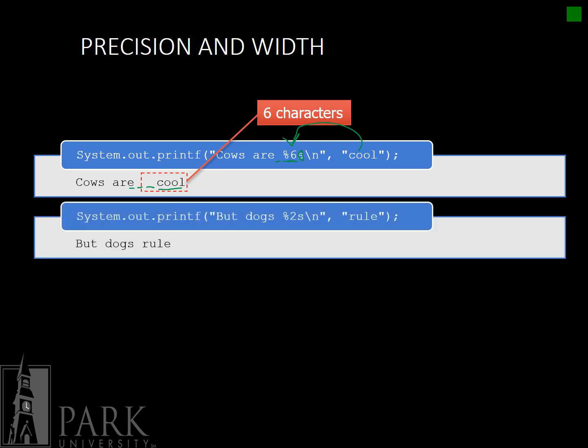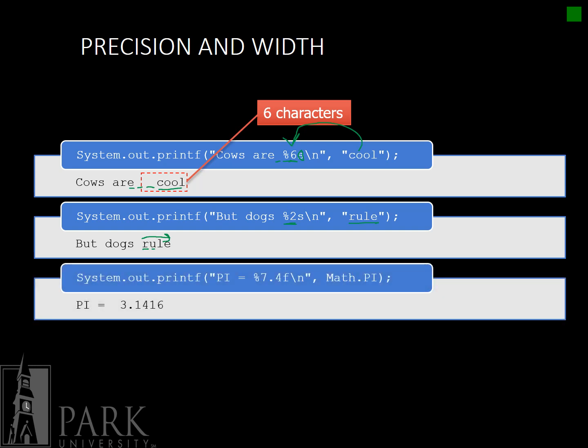Finally, but dogs rule, %2. This is specifying a width of 2. So normally, it would say 1, 2 is our width, but we're going to make it 4, right? Because our value has 4 characters in it instead of just the 2 that we're allowing. So remember, this is a minimum width.